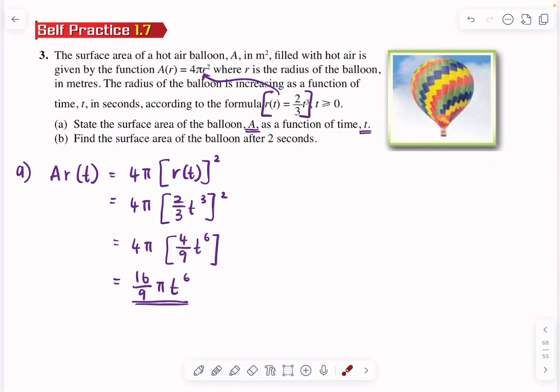Okay, this one we just expand now. 4 times this, we get 16 over 9. Done.